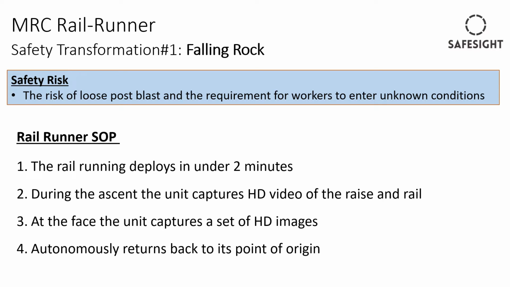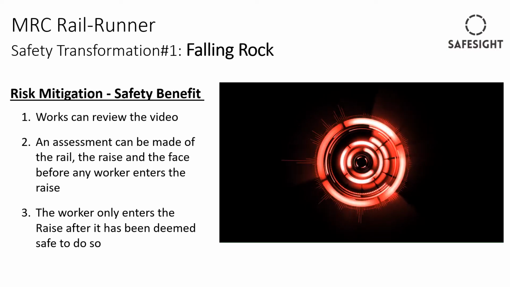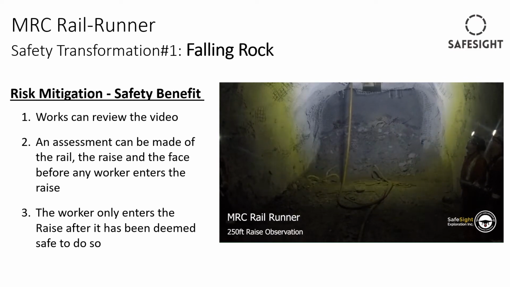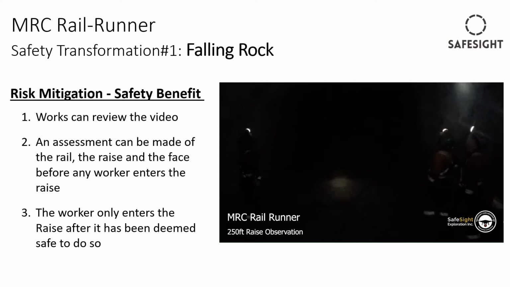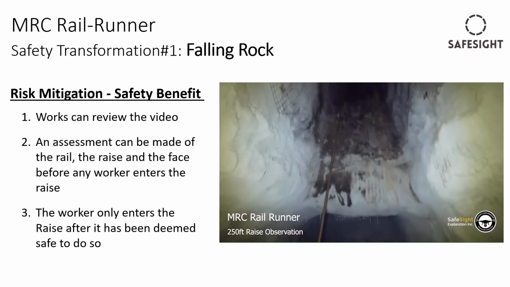Then using a tablet, the operator can turn on the high-def video and the LiDAR scanning and essentially instruct it to head to the face. And then it's basically just wait for the unit to return. On return, the unit will have onboard video and point cloud information that can be reviewed at the nest in the moment. You can see in the associated video here some footage of the Rail Runner clipped onto the rail and running this raise.